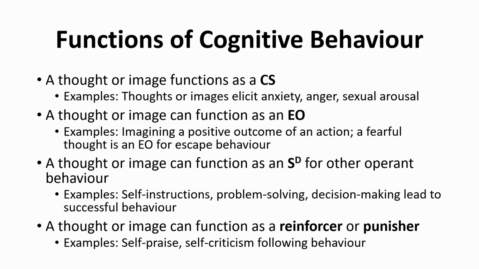A thought or image can also function as a discriminative stimulus for other operant behaviors. So different types of thoughts like self-instructions or problem solving or internal decision making can lead you to successfully complete another behavior. So self-instruction, if inside your head you tell yourself, okay, just do A, then B, then C, that can serve as a discriminative stimulus for you to actually go out and do A, then B, then C. So it can lead to you performing those behaviors.